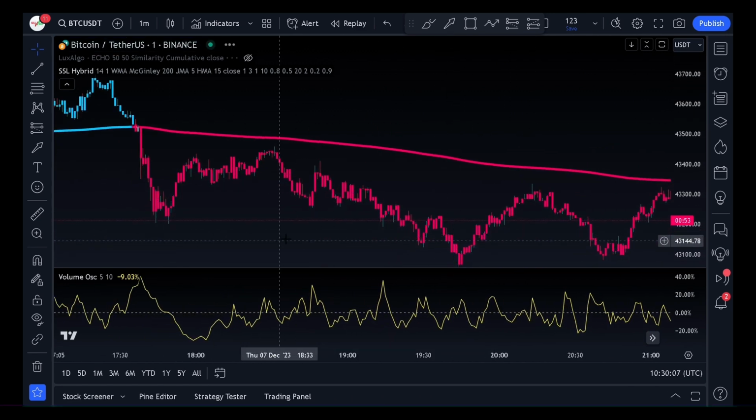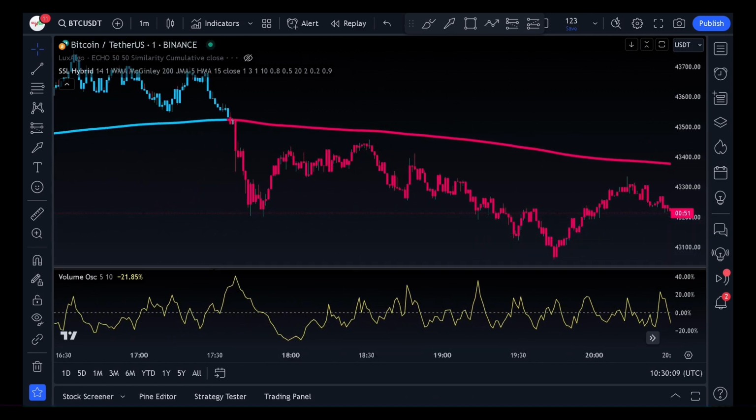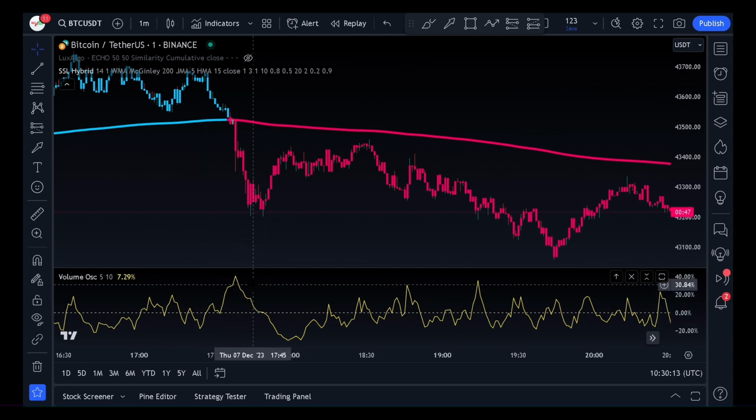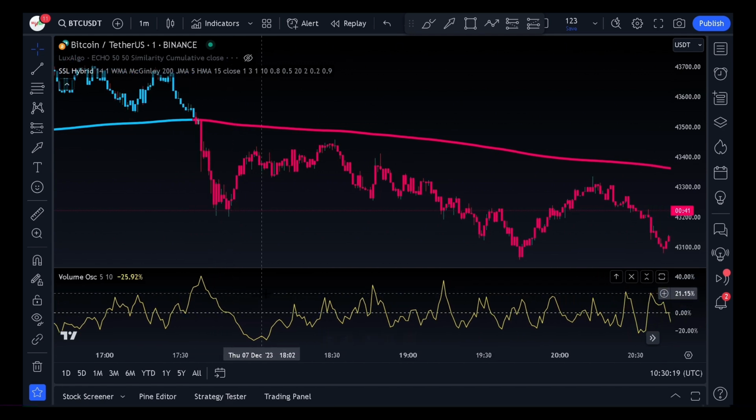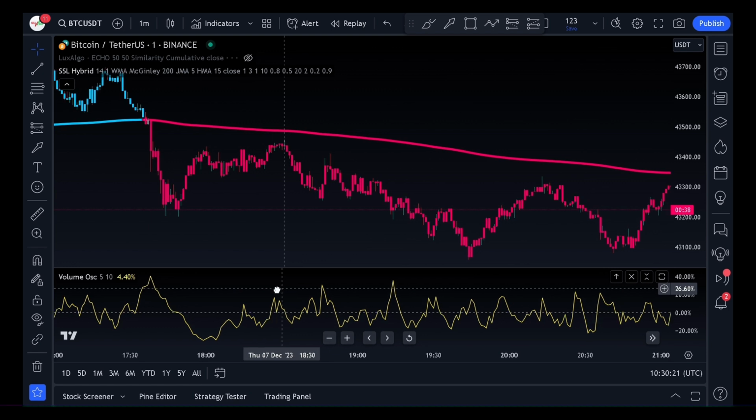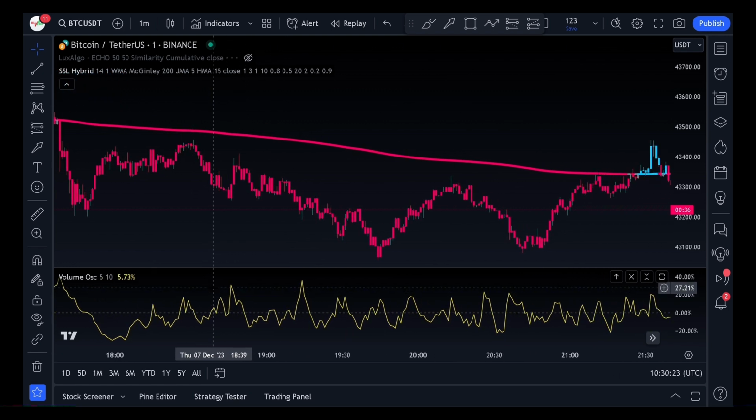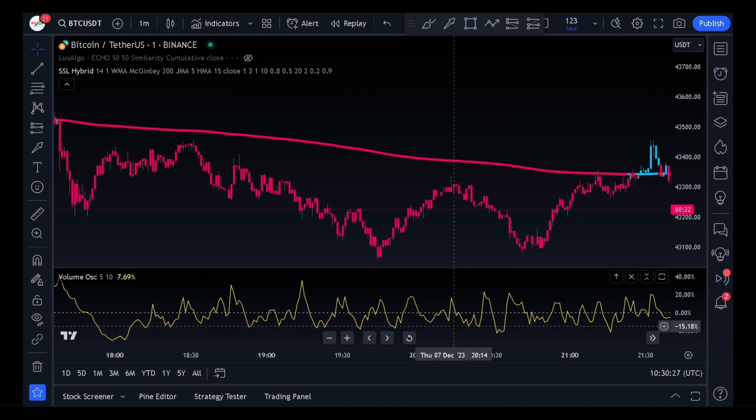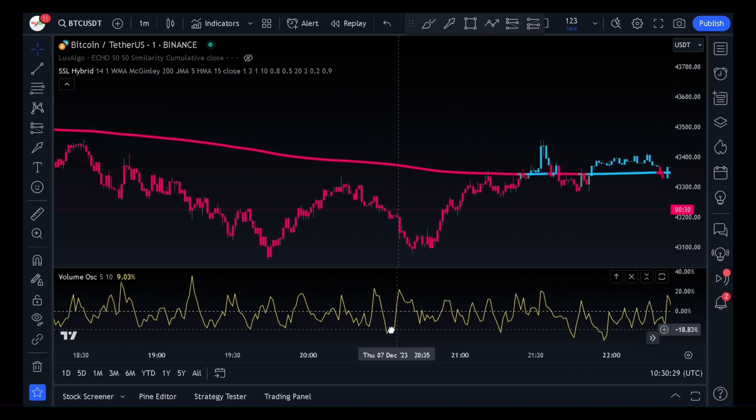The volume oscillator will be used to determine if there is enough volume in the market to push the price in the direction of our trades. When it's above the zero line, it basically means that the market has enough volume, so we will be looking to take trades. But when it's below the zero line, that would mean that the market doesn't have enough volume, and we definitely shouldn't be taking trades.